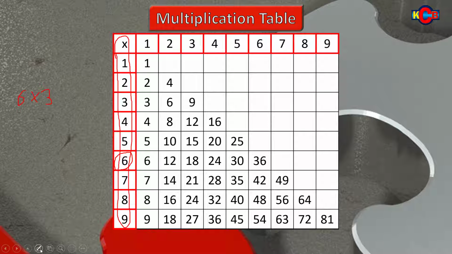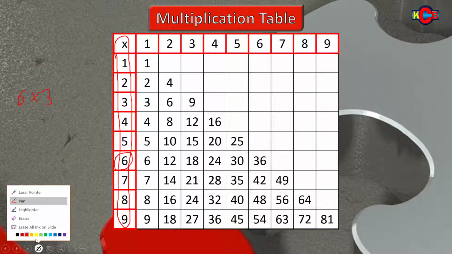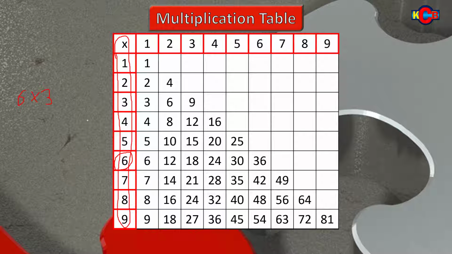I will change the color of my pen. I think I will use yellow. This is the first row. I mark it here using the yellow pen. For the first row, we have to find number 3. So this is number 3.